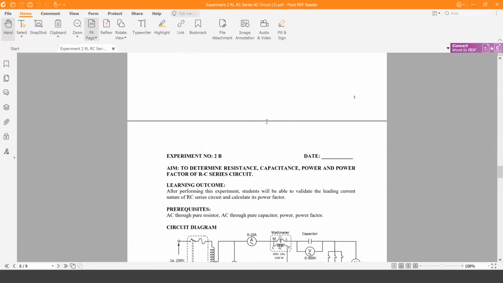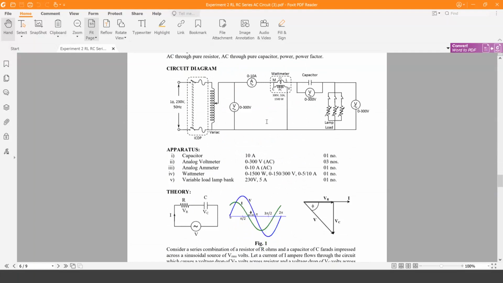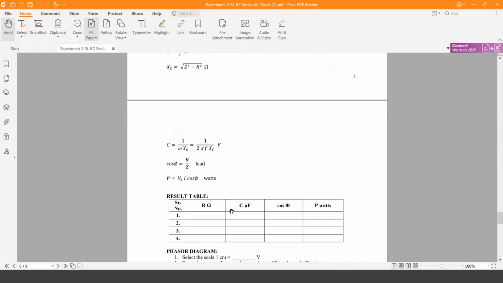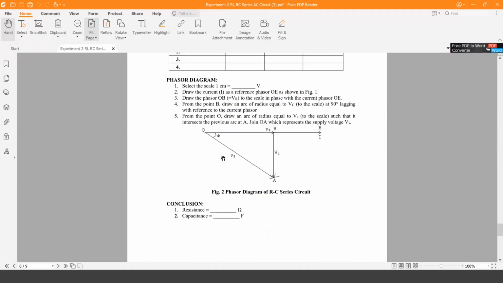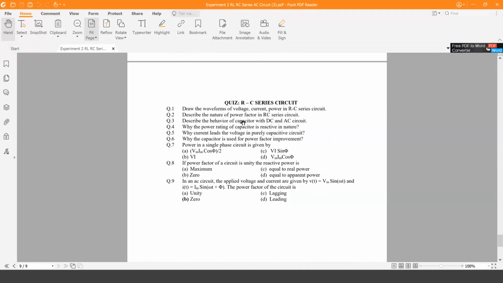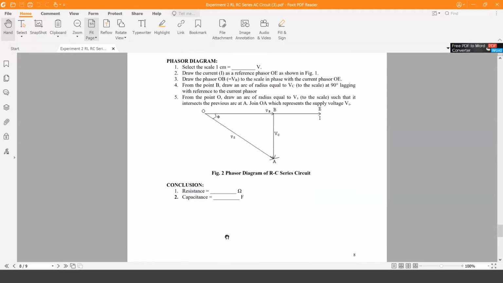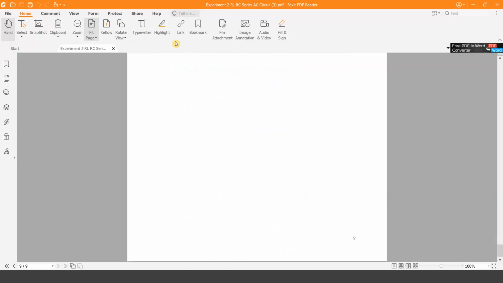B part of this experiment, we have seen this is the circuit. Again, the theory which I have explained. Observation table also we have discussed. Calculations based on that. Result table and the phasor diagram. And conclusion. And finally, the quiz question for RC circuit. So here, B part, the result will be resistance and capacitance you have to evaluate and answer the quiz questions. Okay, so these are the things which you have to do for your lab manual.